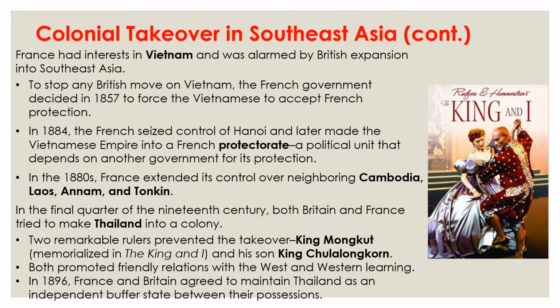In 1896, France and Britain actually both agreed to maintain Thailand as an independent buffer state between their possessions in the region of Southeast Asia. So by adopting Western principles, they actually won the respect, I guess you would say, of these Western nations. But many would argue Thailand lost a lot of its own cultural practices in exchange for becoming Westernized. But they did maintain their independence thanks to those two kings.